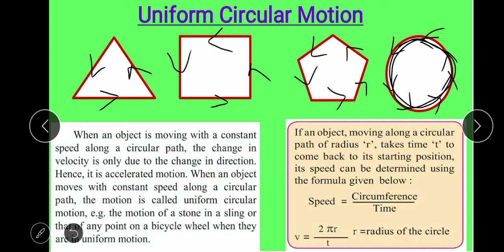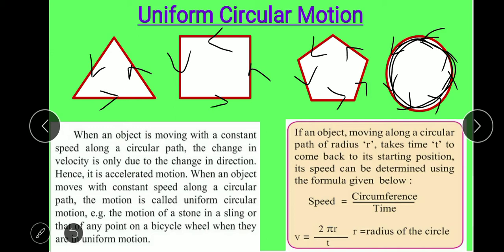So if it is asked why circular motion is an accelerated motion, you will say that though in uniform circular motion the speed is constant, the direction is continuously changing, and as the direction changes we can say that the velocity is changing. Why? Because velocity depends on magnitude and direction both. Velocity is a vector quantity, and that is the reason circular motion is an accelerated motion.